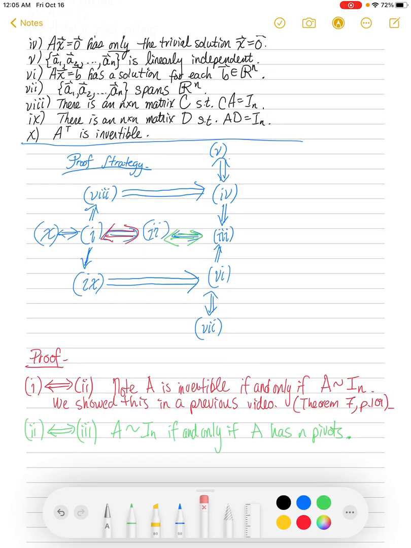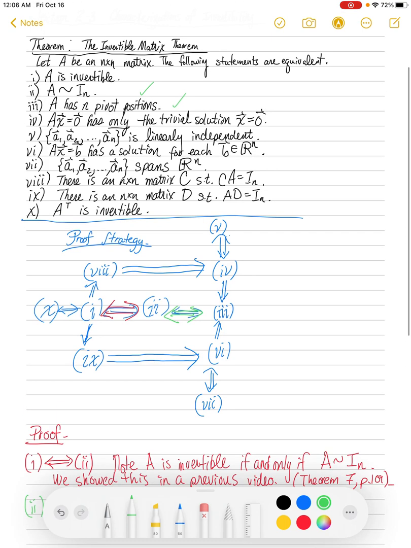2 if and only if 3. Okay, I will just add a little explanation. A is row equivalent to the identity matrix if and only if A has n pivots, since the identity matrix I_n has n pivots. There's not much to prove there. Okay, so 2 if and only if 3 is done. Let's go into 1 implies 3. No, I'm sorry, 1 implies 8.